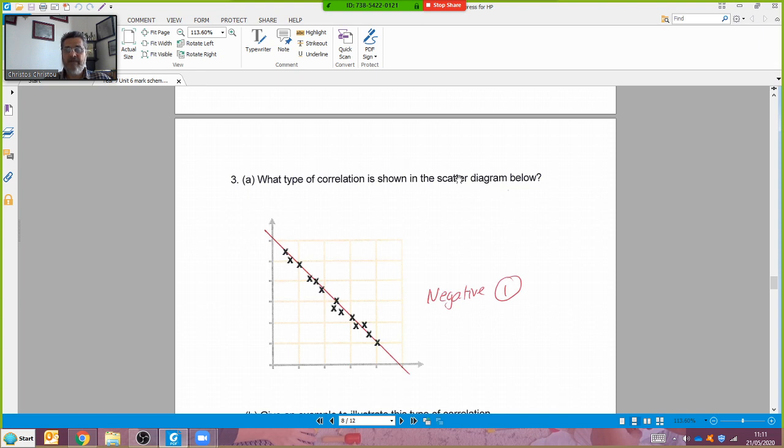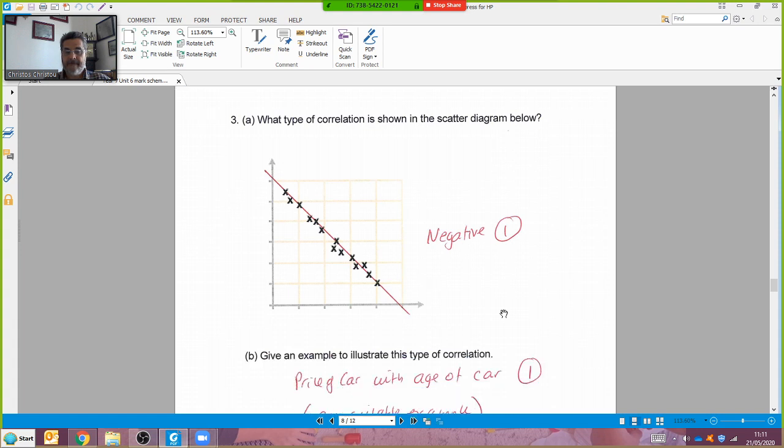So what type of correlation do we have here? What type? It's a negative correlation. A positive correlation goes up this way. As one variable increases, so does the other. But what's happening as this variable increases? This side's going down, down, down, down, down. It's a negative correlation, not a positive correlation.